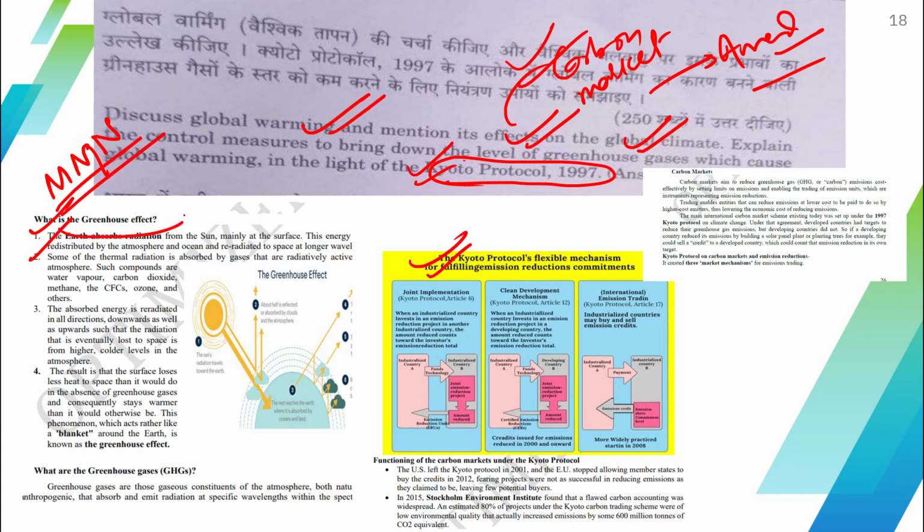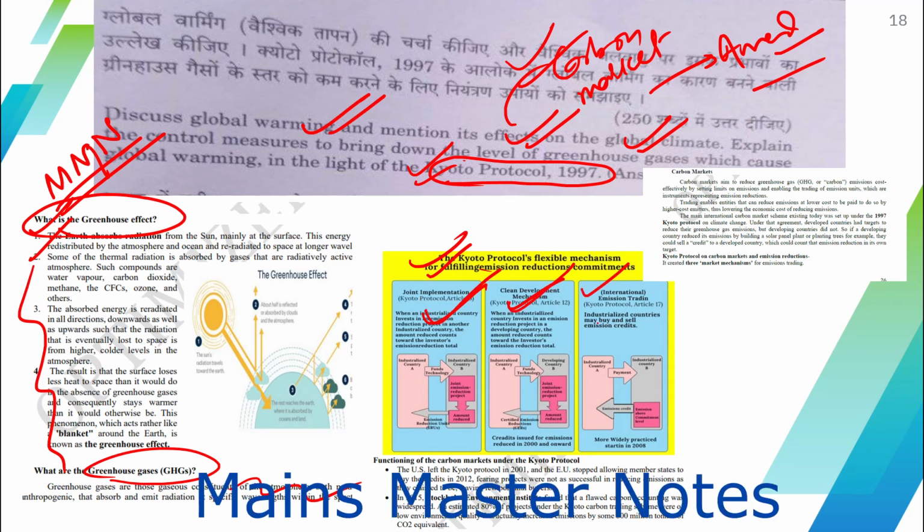You can see here what is the greenhouse gas effect. Discuss global warming. You can see I have discussed the entire global warming. What are greenhouse gases? I have discussed the entire Kyoto Protocol, joint implementation, CDM, clean development mechanism, international emission trading. Everything I have given. This is from the mains master notes. You can see here Kyoto Protocol and carbon markets.